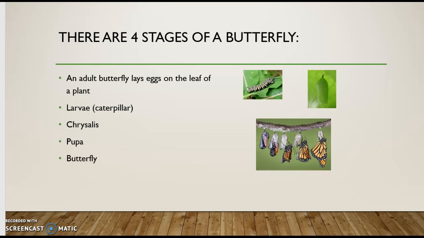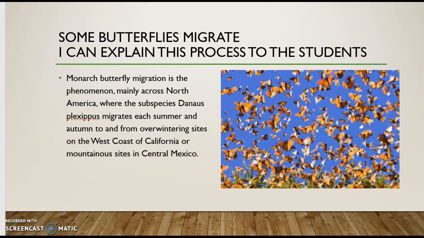Then there's the pupa stage. Right here in this picture, they're showing the stages where they go into the chrysalis, and within there they turn into the pupa, and then they turn into a butterfly once the wings dry and spread out. I'm also going to go into a little more detail with them about how some butterflies migrate, and explain that monarch butterflies specifically are one species that migrate.